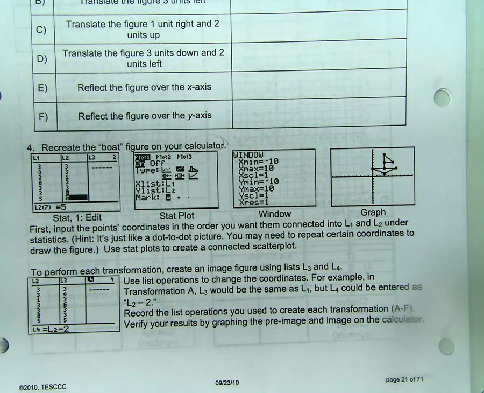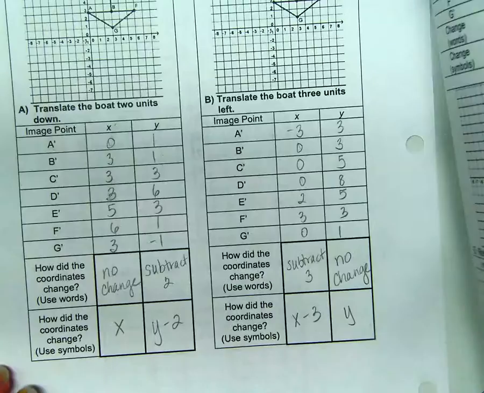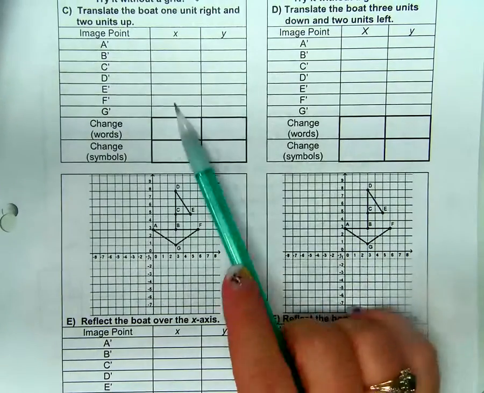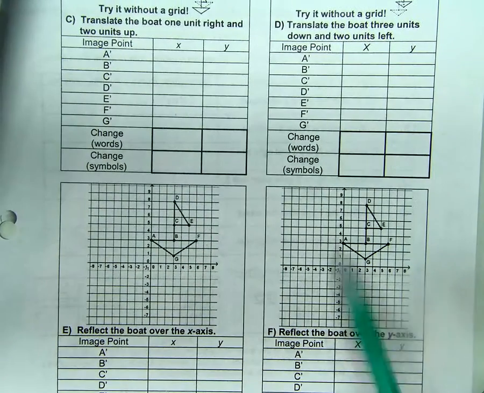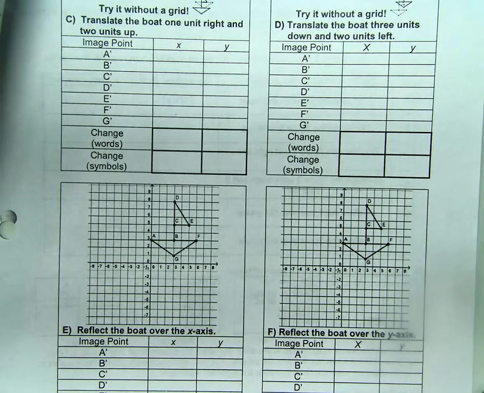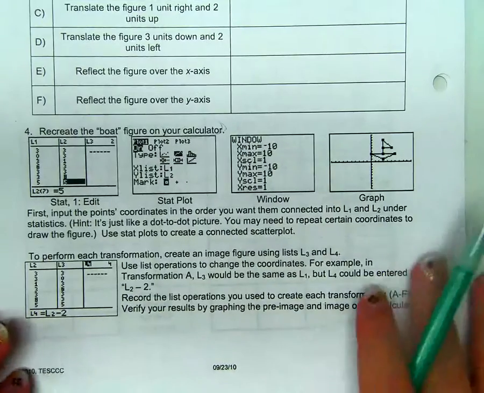Any questions? So what are you doing for credit for tonight? C, D, E, and F. These are what I'm checking when you get to class tomorrow. What's extra? Number 4. All right. Any questions?